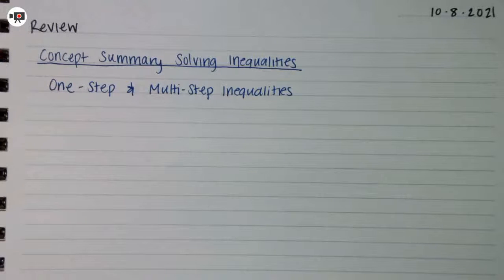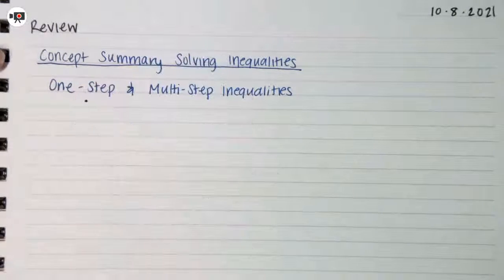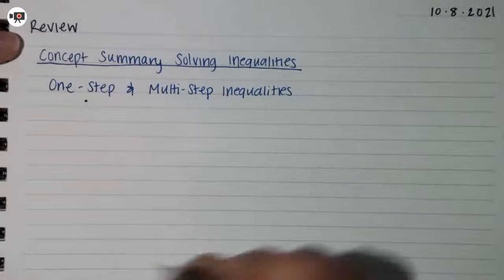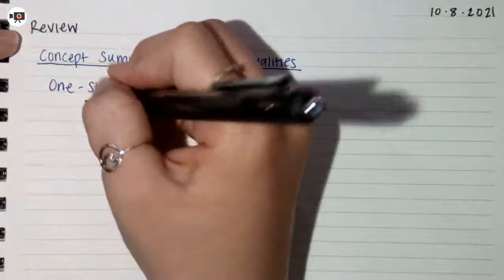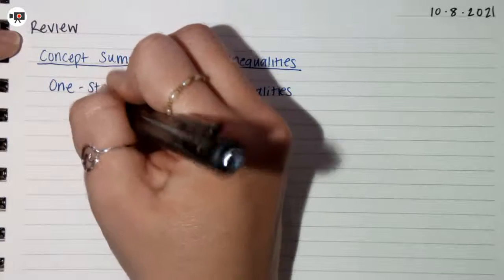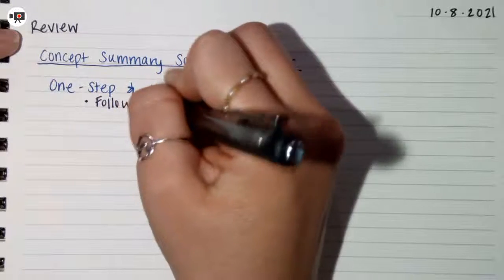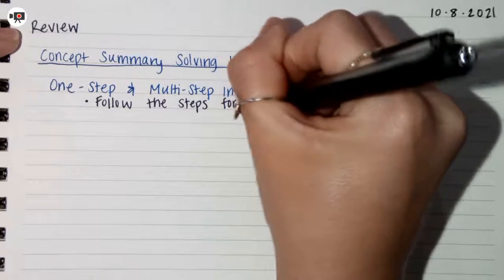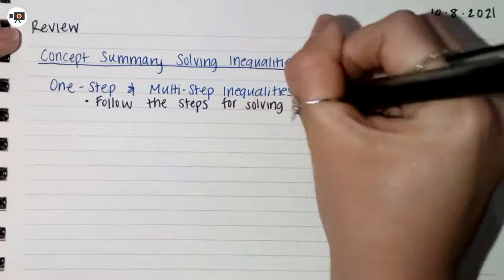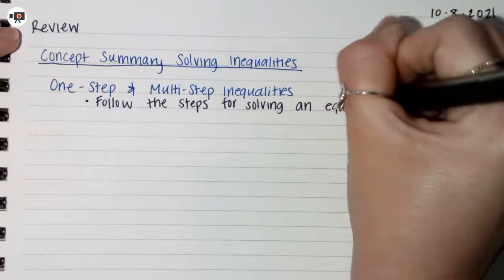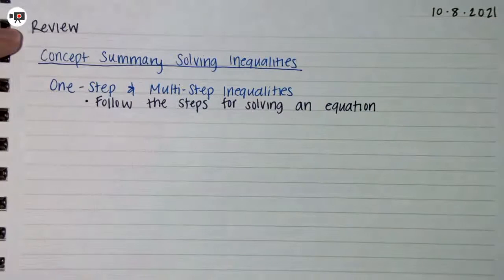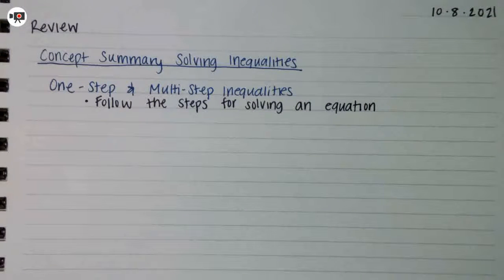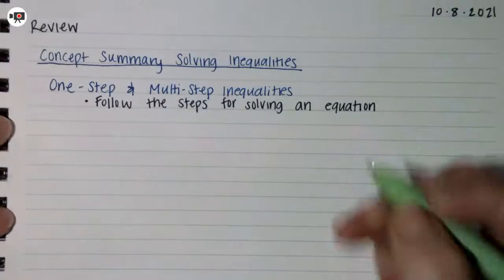So for one-step and multi-step inequalities, just follow the basic steps of how to solve a regular equation. So if it had an equal sign, you do the same things. If you don't remember what those steps are for solving an equation, they should be in your notes from chapter 1. But that means that you are using inverse operations.